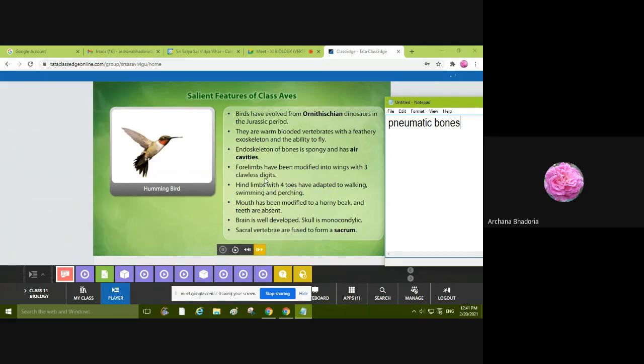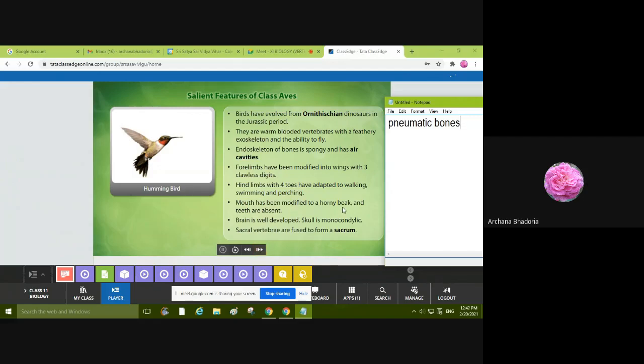Forelimbs are modified into wings. Another very important feature, forelimbs are modified into wings, and they have 3 clawless digits. Hind limbs have 4 toes and are adapted to walking, swimming and perching. The mouth has been modified to a horny beak.